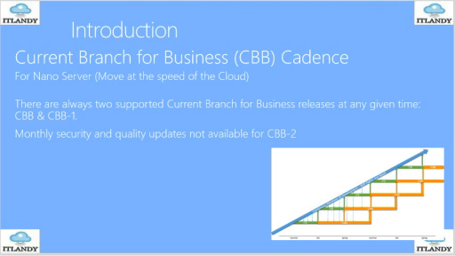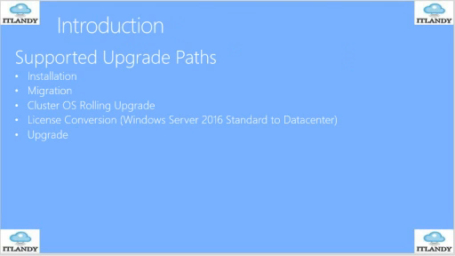Quick recap. Current Branch for Business will be for Nano Server, and Long-Term Servicing Branch will be for Core and GUI. Next is installation, migration, cluster rolling upgrade and update.